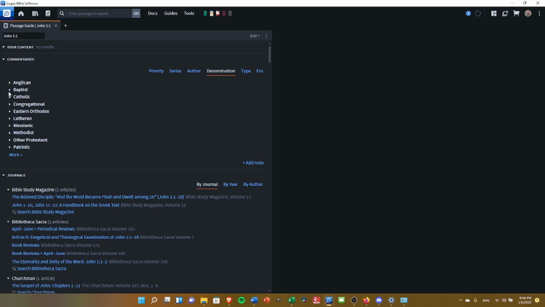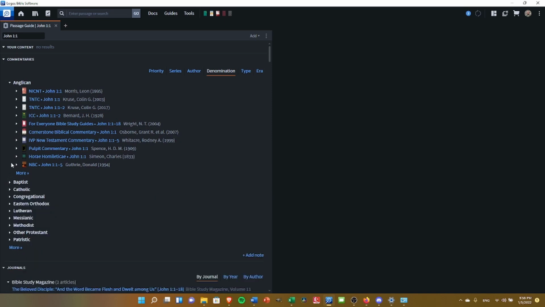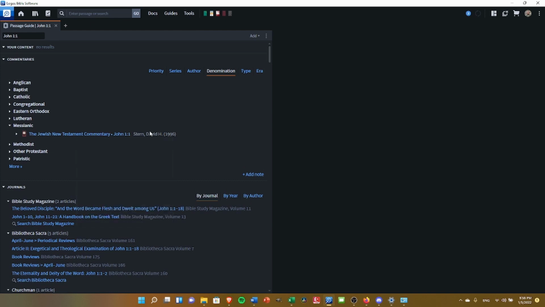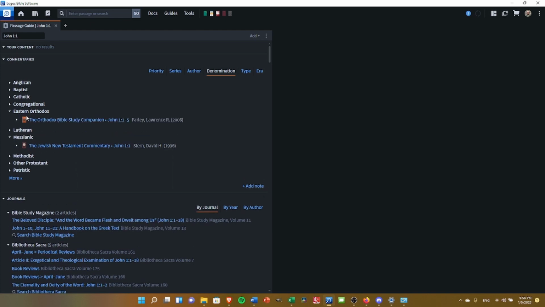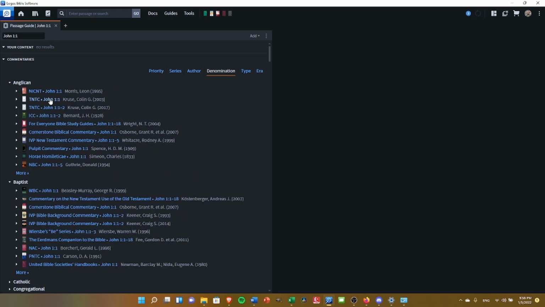You can organize by denomination, right? So if I wanted something that was Baptist or Anglican, right? Now these aren't strictly tagged as, like, this is only going to apply to Eastern Orthodox or Messianic. Those are a little bit more specific. But Baptist, usually it's either based on the publishing house or the commentary series or the author. So it can vary a little bit, especially once you go between different books.